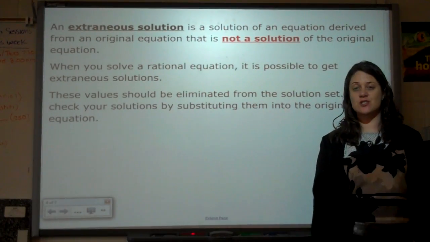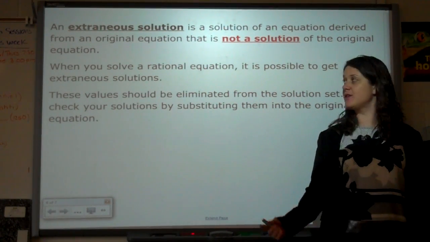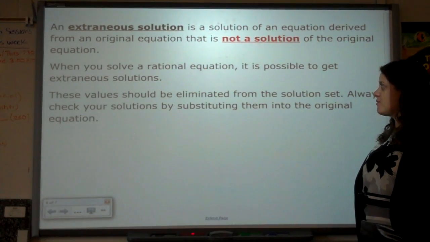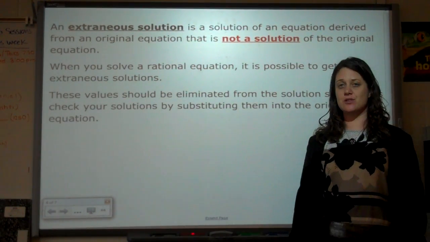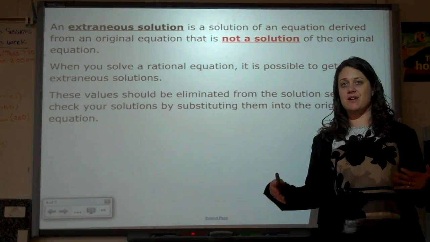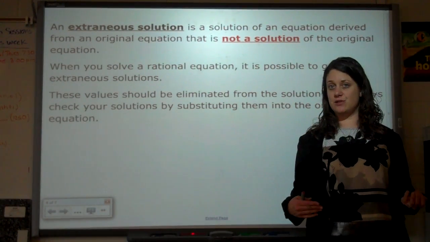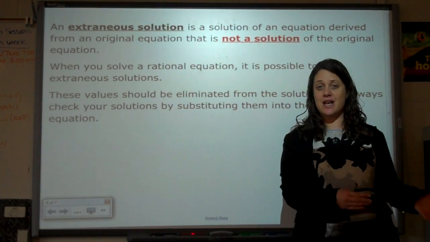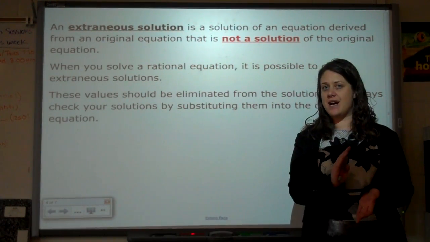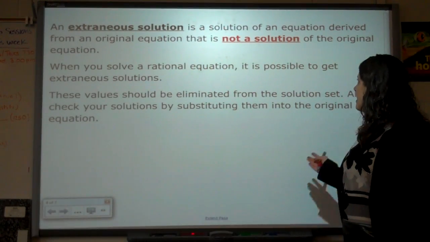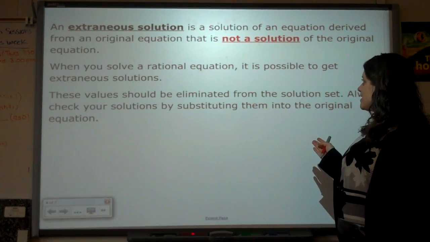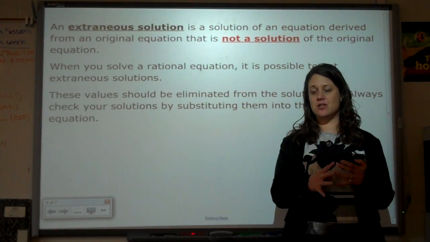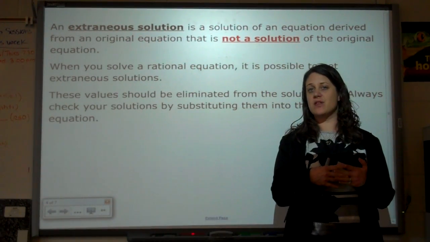So there's something called an extraneous solution. An extraneous solution, like it says, is a solution derived from the original equation that is not actually a solution of it. So you solved it and you got an answer, but it's not actually a solution. It looks like it is, and you get x equals 5, but then you find out 5 actually can't be the answer. When you solve a rational equation, it's always possible to get extraneous solutions, so you always need to plug them in to check whether they would work.